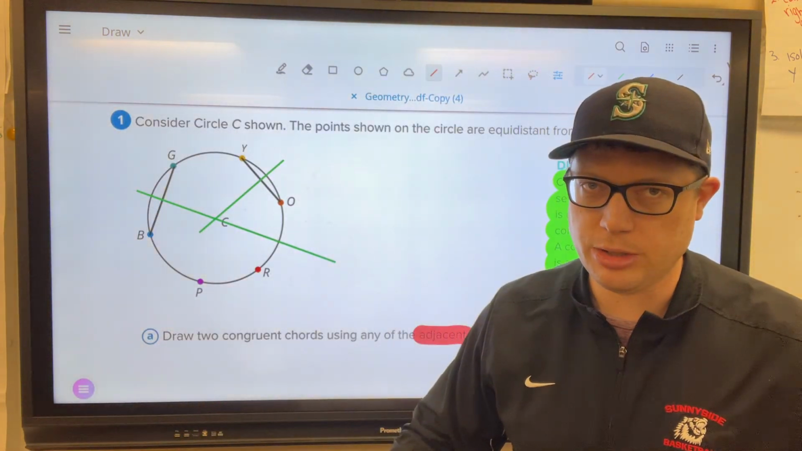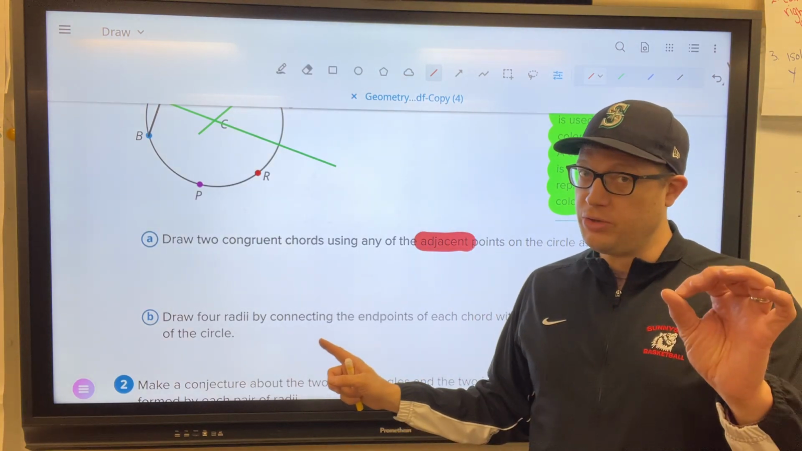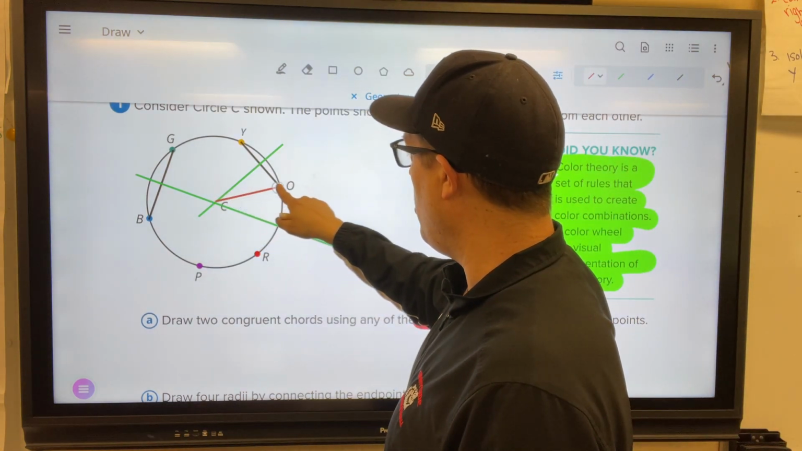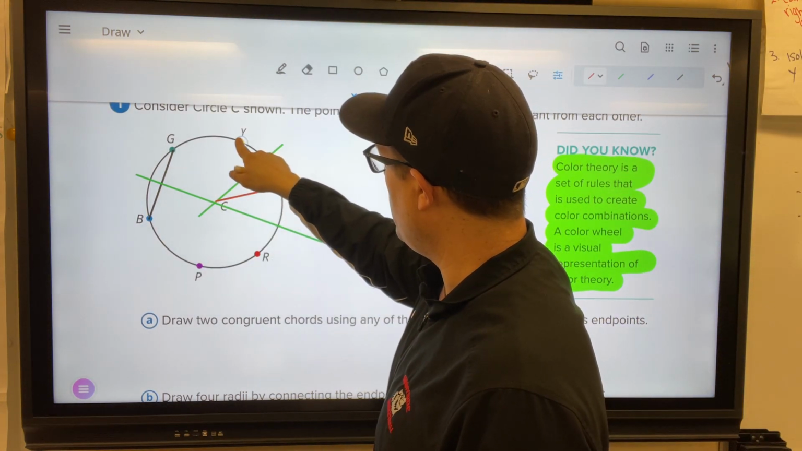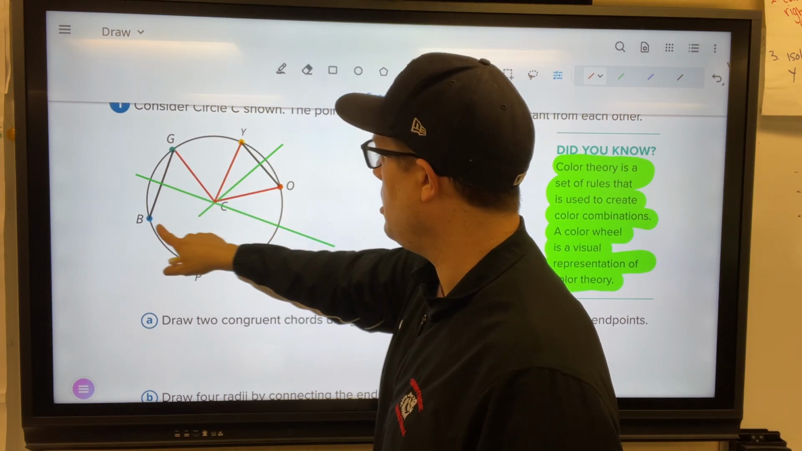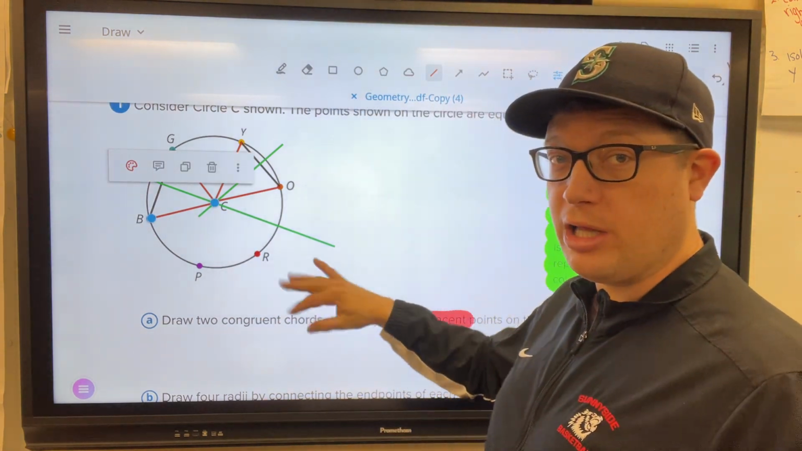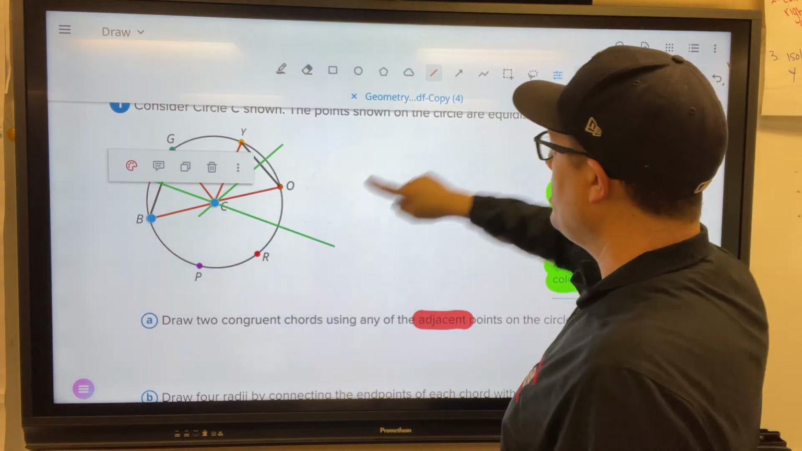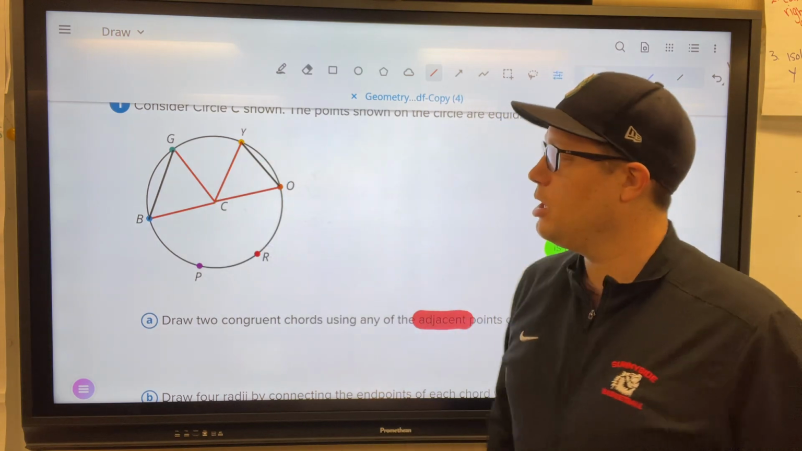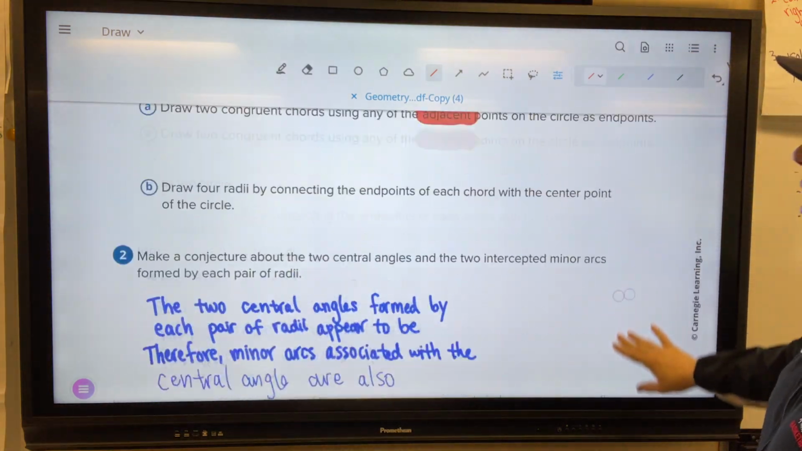Okay, now I'm ready to do the task of the day, and that is draw 4 radii from the center of the circle out to those end points of our chords. I'm gonna draw CO, I'm gonna draw CY, I'm gonna draw GC, I'm gonna draw BC. Now that I've done that, I don't need my green lines, so I'm gonna go ahead and erase them. I'm gonna click on you and delete, click on you and delete. There we go, I've got my center of the circle and I've got my points going to it.